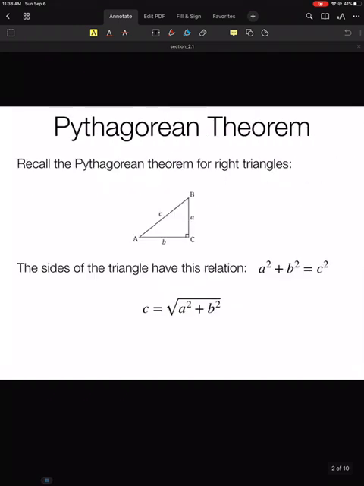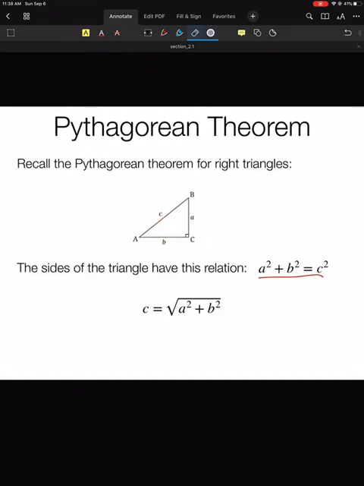To start off, let's talk about the Pythagorean theorem. The Pythagorean theorem is a theorem about right triangles. It says that for a triangle that looks like this, with the right angle being down here, and sides A, B, and C, those sides have a relation: a squared plus b squared is equal to c squared. Okay?